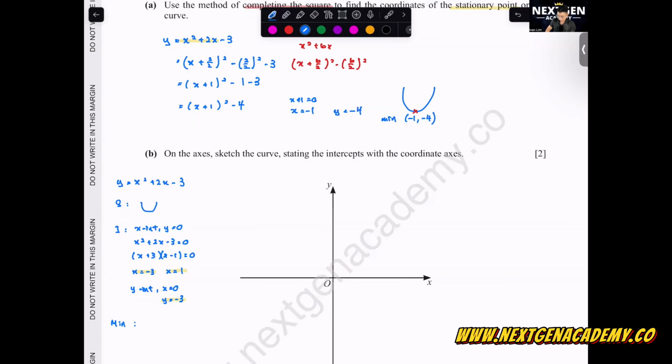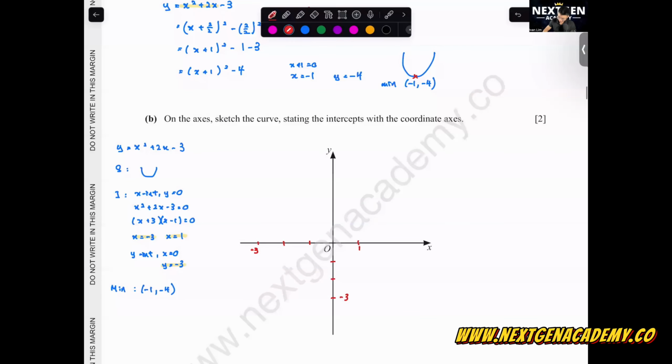Then the last one, the minimum point, which is what we found just now, negative 1, negative 4. Label this. We have here positive 1, 2, 3, minus 3. 1, 2, 3, minus 3 here also. Then the minimum point will be somewhere here. Not necessary to label it, because they never asked us to. So this will be a happy face graph, like this, then like this.